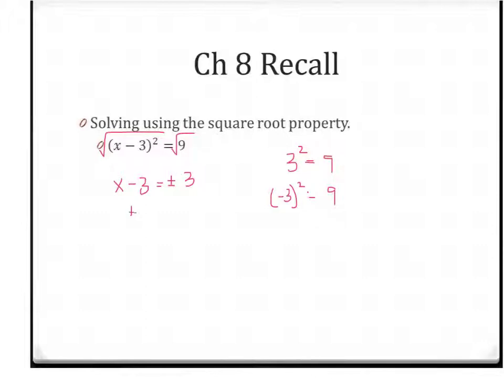To get x by itself, we added 3 to both sides, and we wrote this with the 3 first. This was 3 plus or minus 3. And then, if this was math you could actually do, we did it: 3 plus 3 is 6, and 3 minus 3 is 0. And that was the square root property, and it works so nicely if you have this situation.